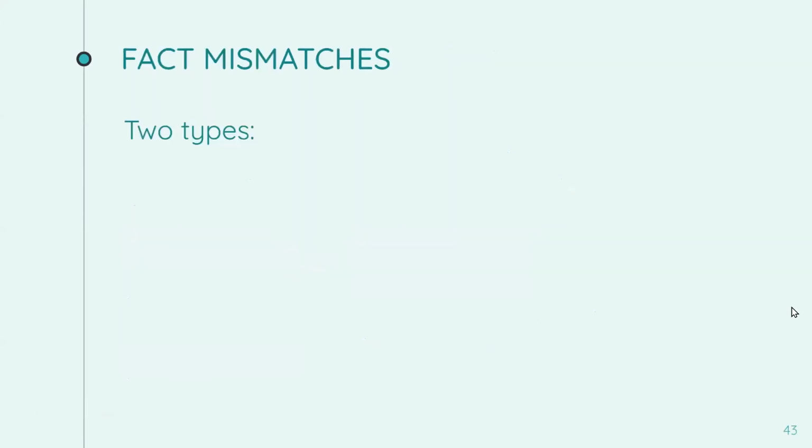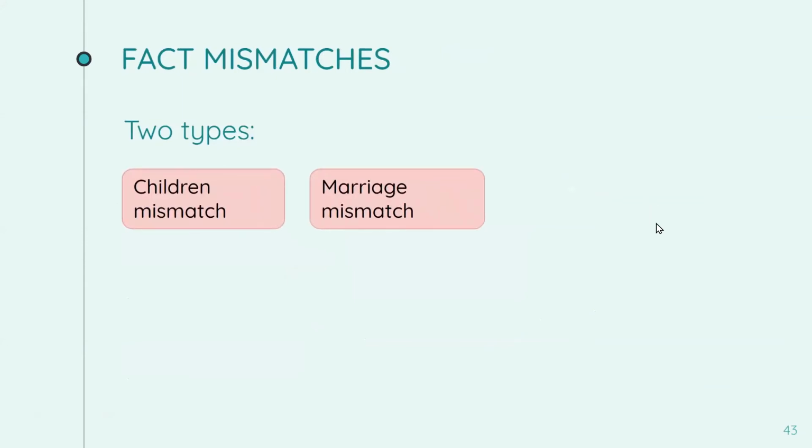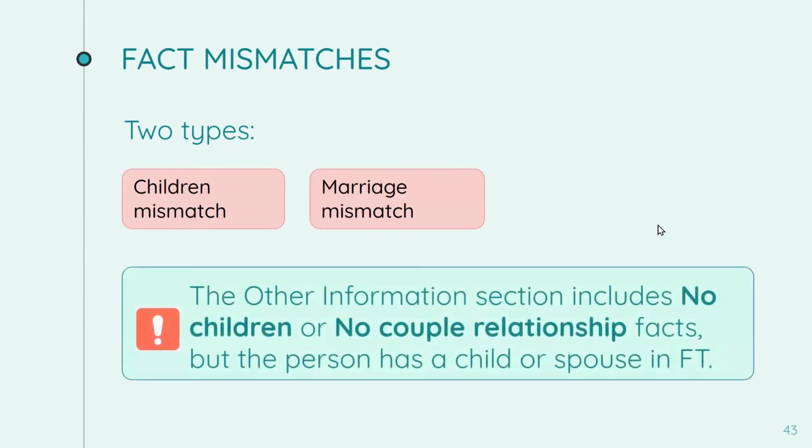Okay, so fact mismatches, there are two types. The first type is a children mismatch, and the second is a marriage mismatch. What this means is not exactly obvious right at first, but the other information section, which is just below vitals, includes a no children or a no couple relationship fact. And a fact has a special meaning in the other information section. It's an entry, and we'll show an example.